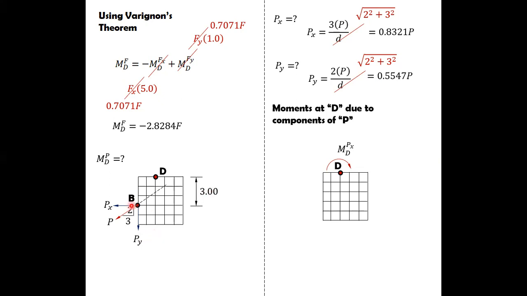Next is the moment generated by the y component of P. The rotation is counterclockwise, meaning to say negative, and the moment arm is 2. So this is computed by getting the product of P sub x and 3, and this is computed using the product of P sub y and 2. And take note that since this is clockwise, it is positive, and since this is counterclockwise, it is negative, in terms of the equation.